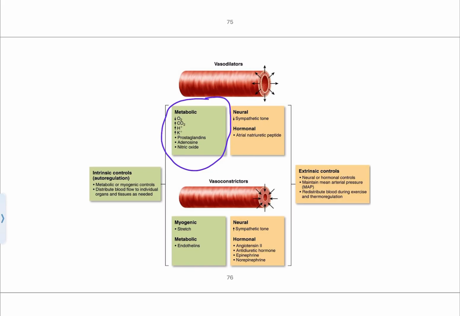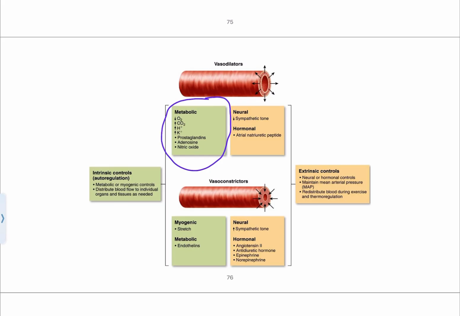For vasoconstriction, if we're talking about intrinsic controls, stretch is our major thing. If we can sense that our smooth muscle cells in that particular area are stretched beyond normal, that's going to cause them to constrict in order, again, to prevent damage to those blood vessels. If we're talking about a chemical or metabolic component that causes vasoconstriction, we're really just talking about the endothelin release from our endothelial cells.